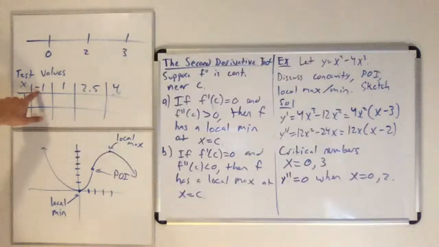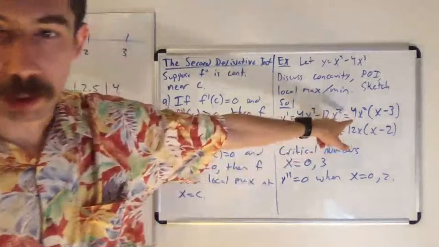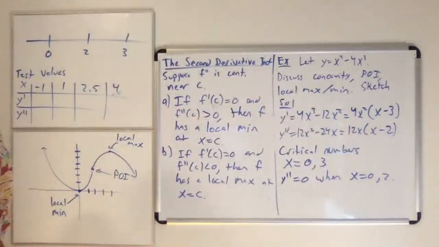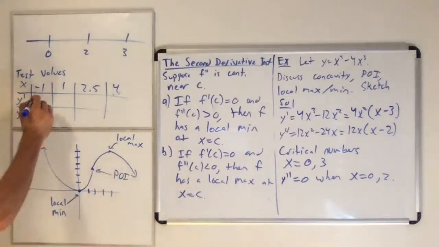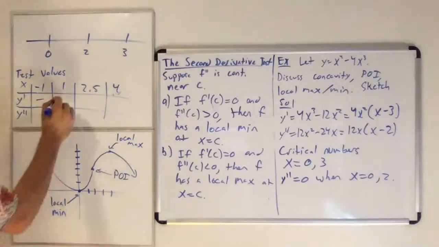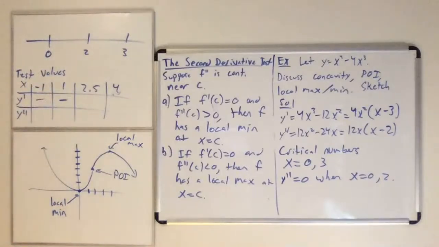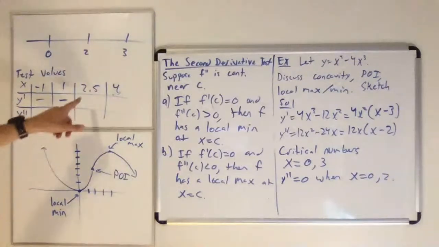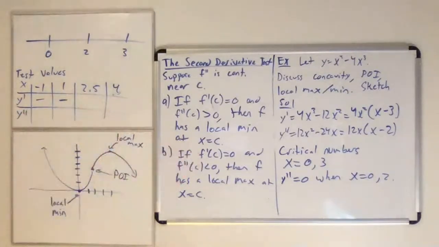Okay, and so if we plug in -1, and it's best to plug it into the factored form because it's easier to work with, you get a positive times a negative. That's a negative. And you could go through and check all these on your own if you'd like. You plug in 1, you get a positive times a negative. That's a negative. You plug in 2.5, you get a positive times a negative. That's a negative.